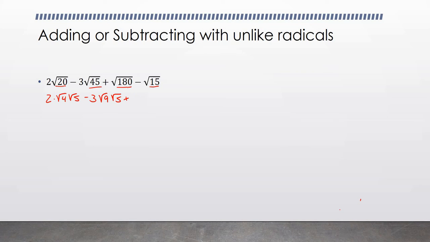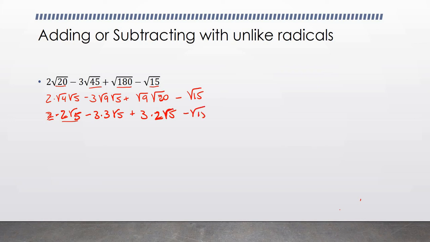it's 36 times 5, but let's break it down a little bit. I would first look at root 9 times 20. 9 times 20 is 180. And square root of 15 I cannot simplify. So 2 times 2 root 5, I'm just simplifying each term as I go along, minus 3 times 3 root 5, plus 3 root 20, I already know from back here that root 20 is 2 root 5.